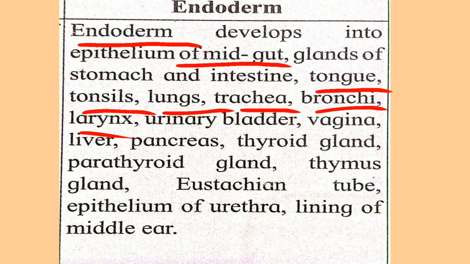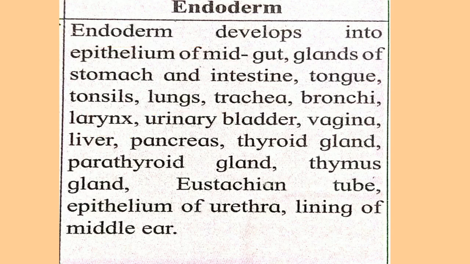So the parts of the respiratory system originated from the endoderm are trachea, bronchi, larynx. Lungs are originated from endoderm. Then the excretory system, the part of the excretory system, that is the urinary bladder, is originated from this endoderm. Then vagina, it is part of the female reproductive system, which is also originated from this endoderm germ layer.